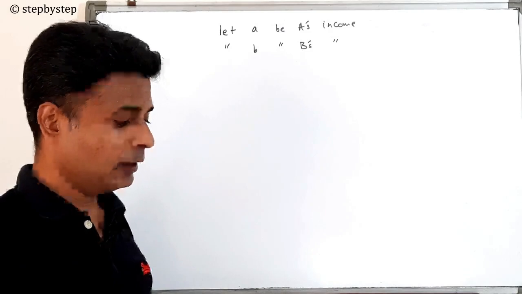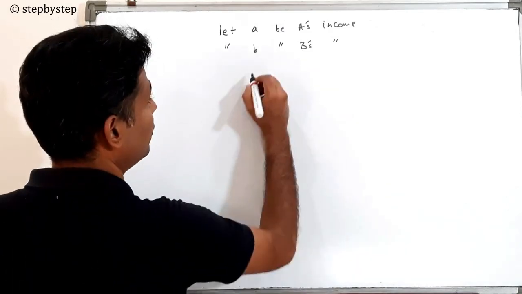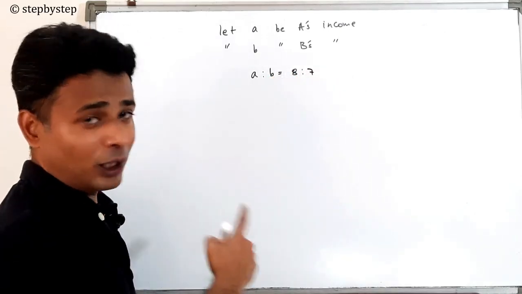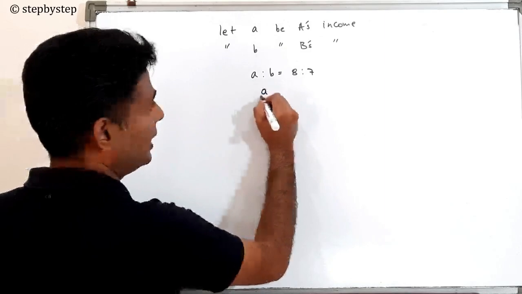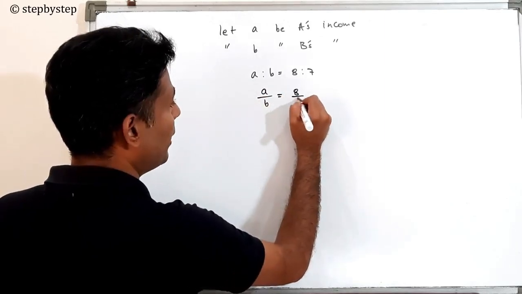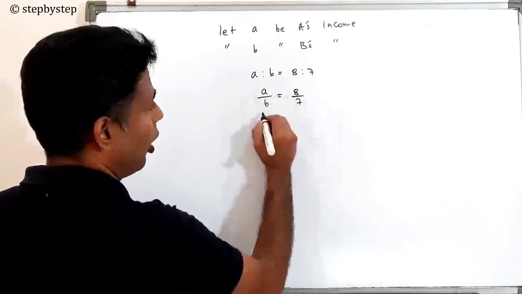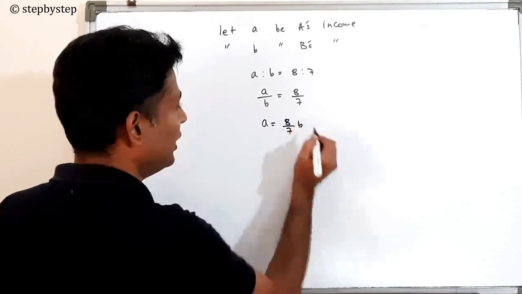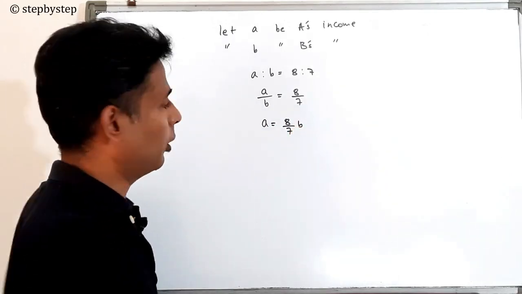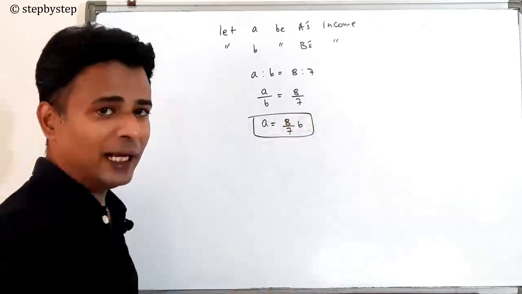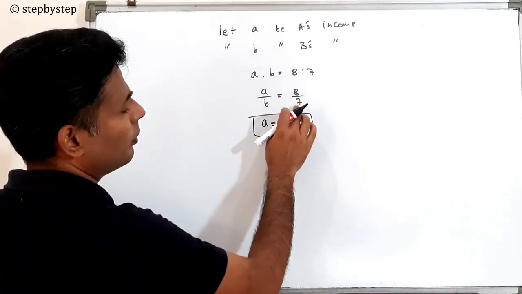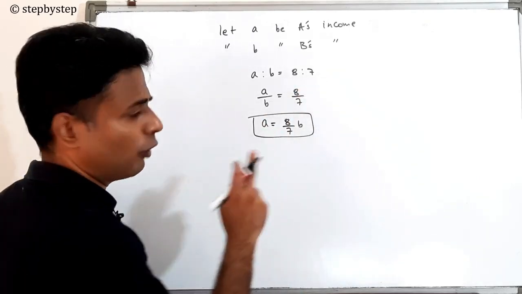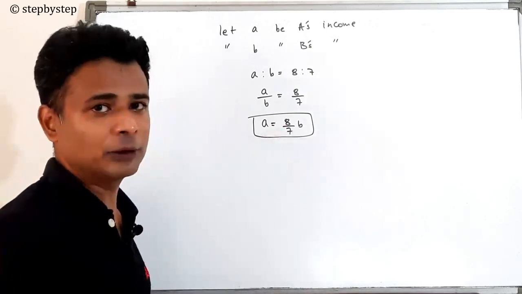Now the first thing they have given, the incomes of A and B are in the ratio 8:7, which means A is to B equal to 8:7. So this can be written as A by B equal to 8/7. So transposing only B to that side, A equal to 8/7 B. I'll use the substitution method for this problem because it will be easy. You can use the elimination method as well, then you need to transpose both of them and get everything on one side. But for this problem, like I told you, I'll use substitution.